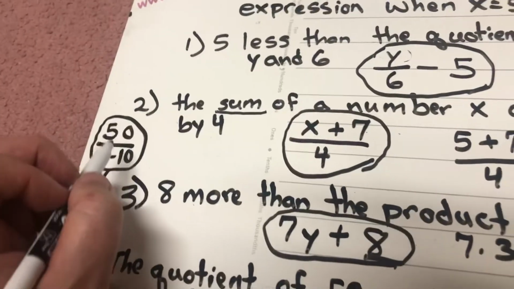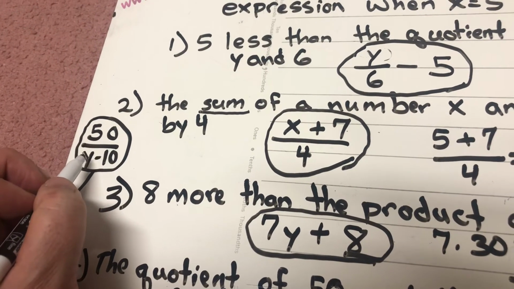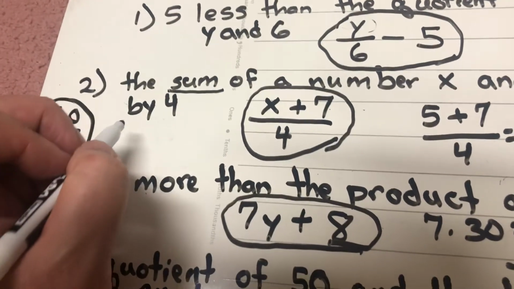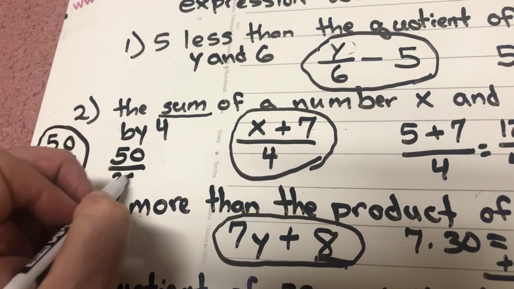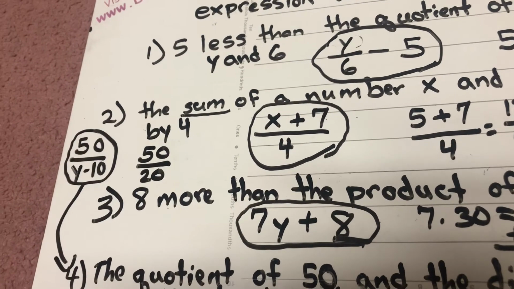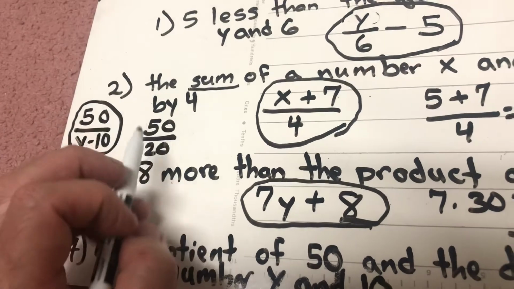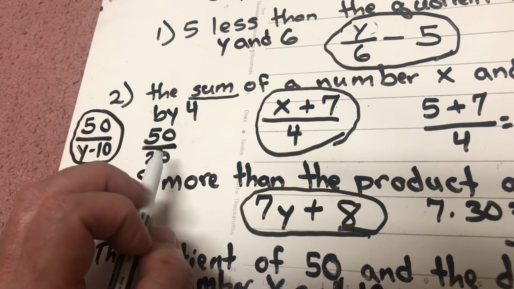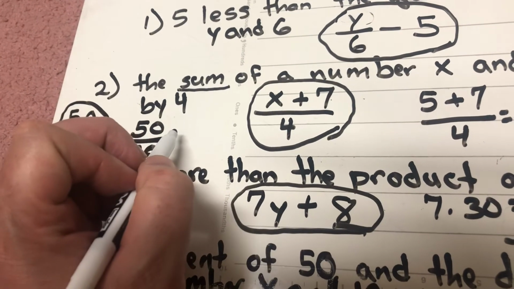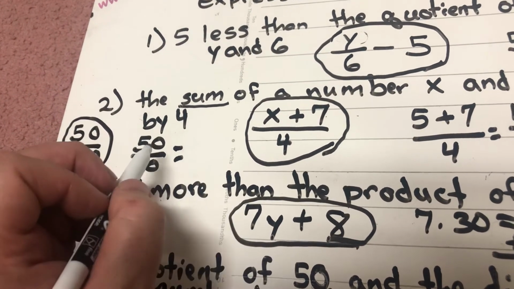So once again, 50 over y minus 10, y is 30. 30 minus 10 is 20. So that tells me that I get 50 over 20. Well, I'm going to go ahead and simplify that. Because remember, I can leave it as a fraction as long as it's in simplest form, but that's not in simplest form. Both of those numbers end in 0, so they're both divisible by 10.